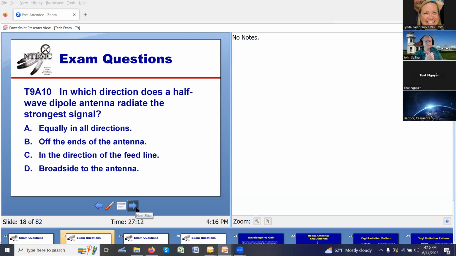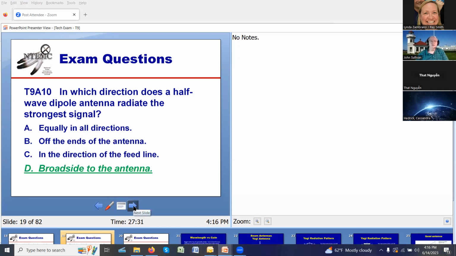In which direction does a half-wave dipole antenna radiate the strongest signal? Remember, we had that picture, and we said if you looked at one end, it looked like a donut. From the other direction, we saw a pattern. And remember that the energy was coming off broadside to the antenna.